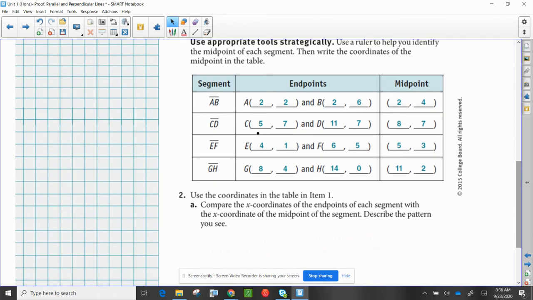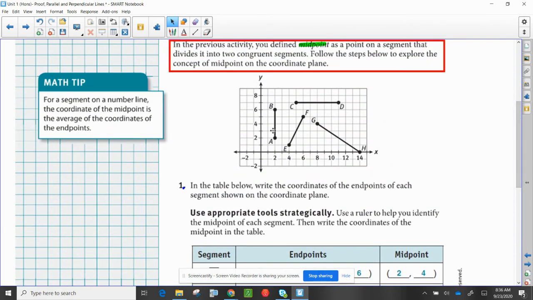The midpoint for AB was at 2, 4, CD was at 8, 7, EF is at 5, 3, and GH is at 11, 2. Now, when we have nice vertical or horizontal lines, we could just always count, right? To find the midpoint or the middle. But it's a little trickier when we have these diagonal lines.